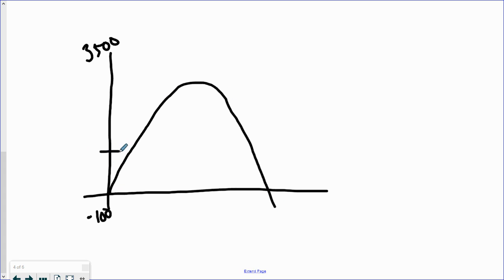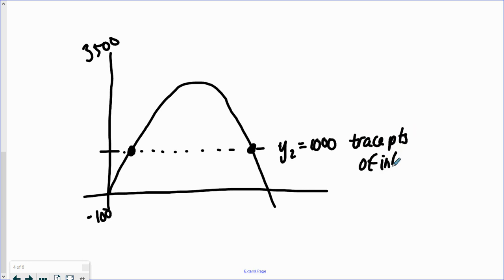So if this is 1,000, you see that the rocket was at that height 2 times. So it will be right here that it will be at a height of 1,000, and it'll be right here that it's at the height of 1,000. So in your Y2, you're going to put in 1,000 and trace the points of intersection. Sorry, that's getting messy on the very corner.